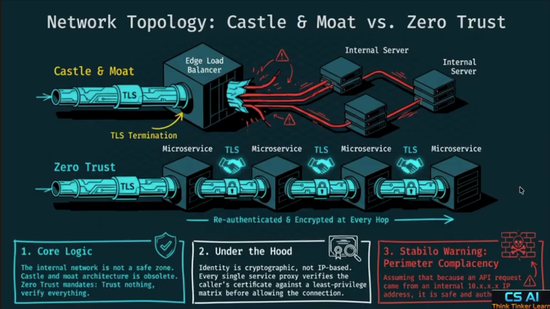Just because a request comes from an internal 10.x.x.x IP address doesn't mean it's safe. Every single hop between microservices must be re-authenticated and encrypted. This prevents lateral movement, where an attacker breaches one low-level service and uses it to sniff traffic across the entire data center.